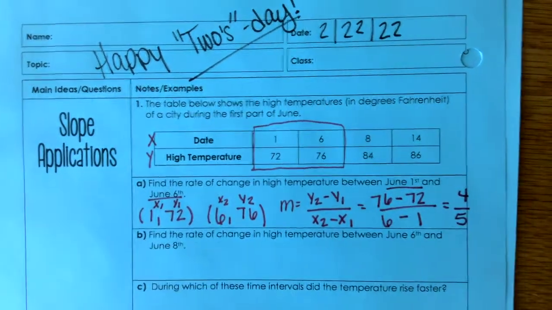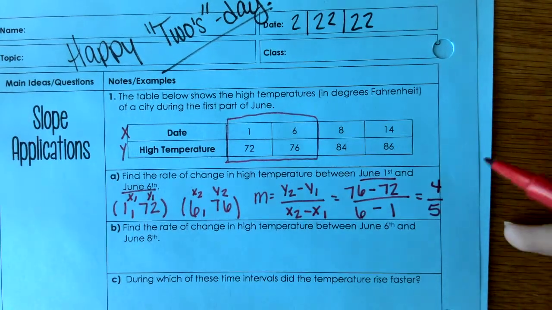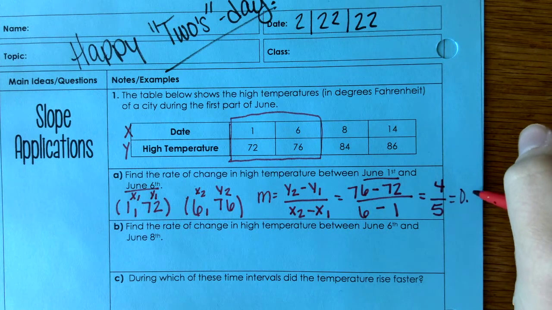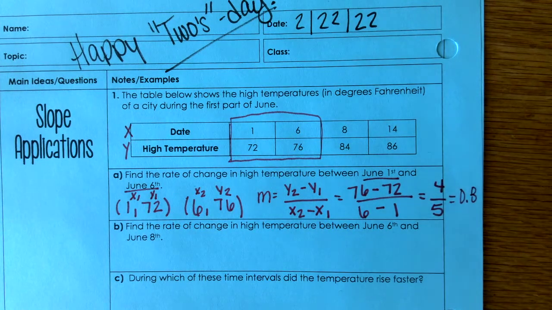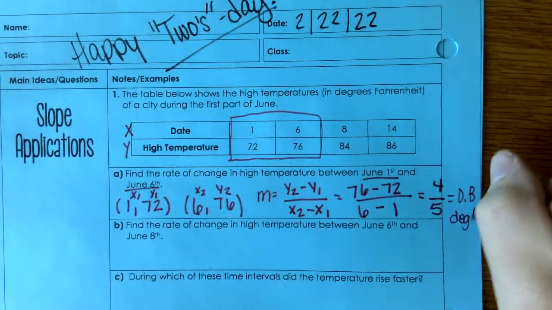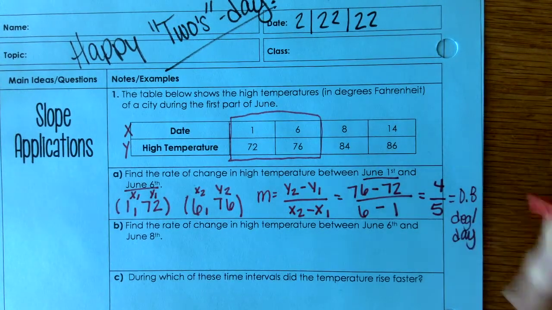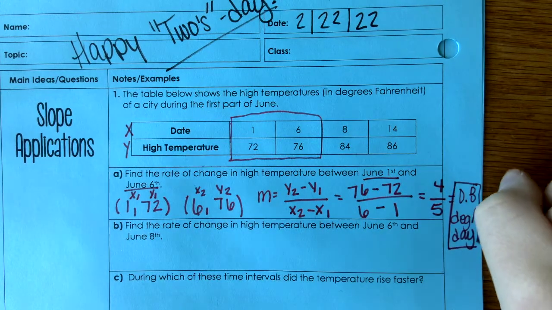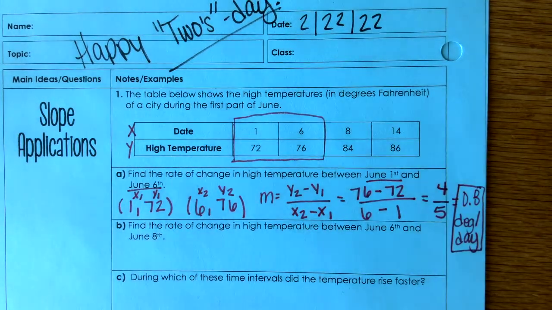And then all I'm going to do is go ahead and divide those out. And when I divide those out, you're going to get 0.8. And it's so important that we have a label on this. So this is degrees a day. So that is how our temperature is changing for this problem. Okay? So that is what we are going to be doing on here.